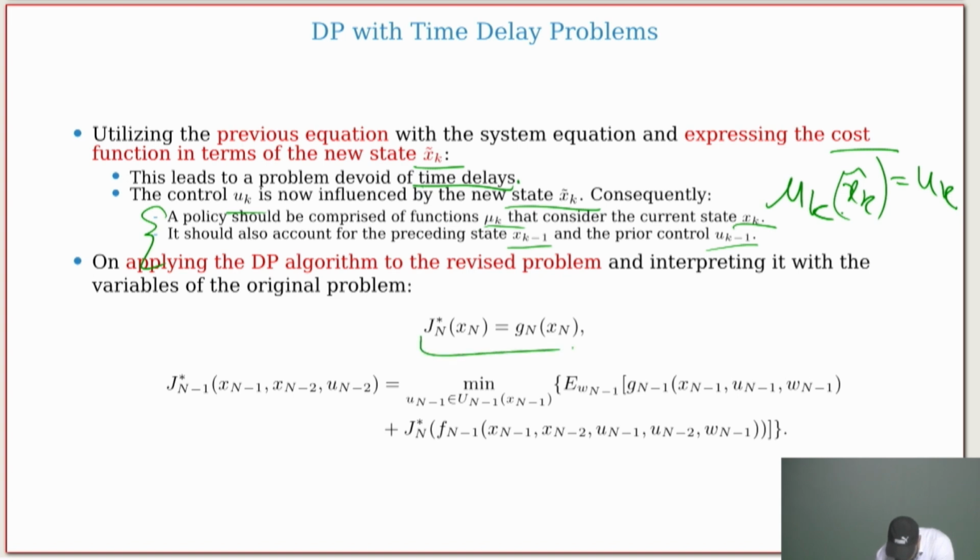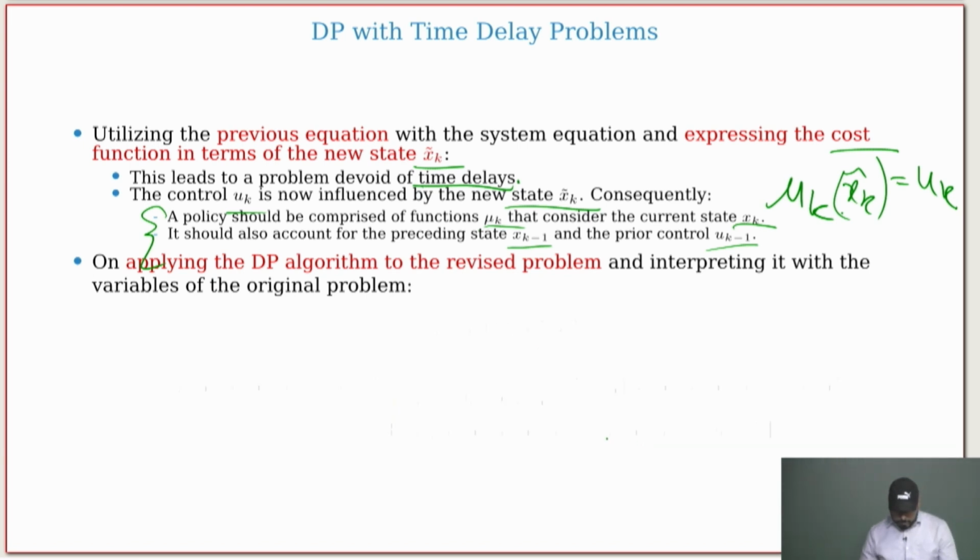So at the terminal state, obviously we have gn of xn, and at the n minus 1 stage we know that the cost depends on n minus 1, but it depends on the previous state and the previous control as well. So that's why you see these. So everywhere you see these previous ones.